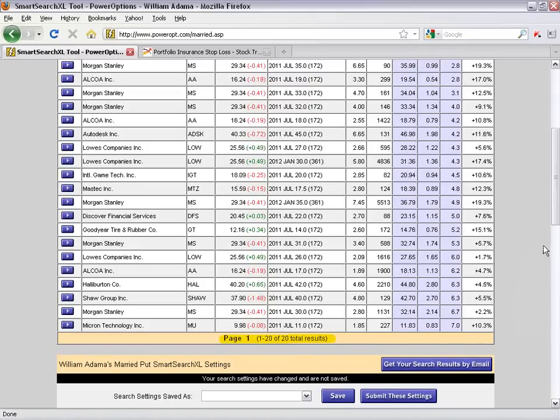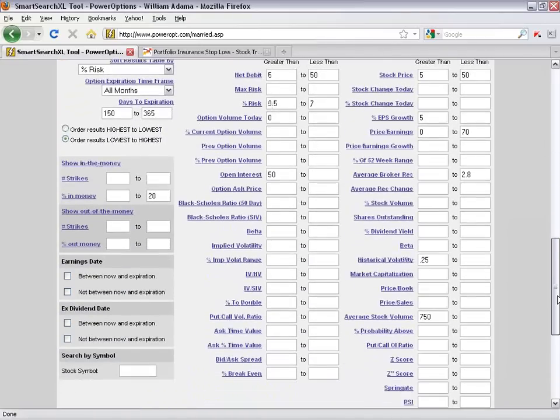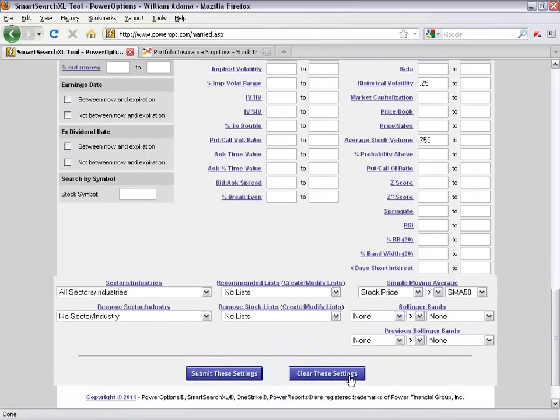All right. I made a second promise, and that second promise was we wanted to look at how to create an RPM screen for ETFs. All right, so let's scroll down to the bottom, and we'll go ahead and hit clear these settings.